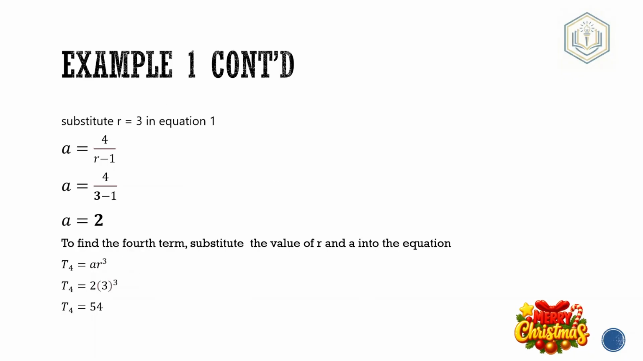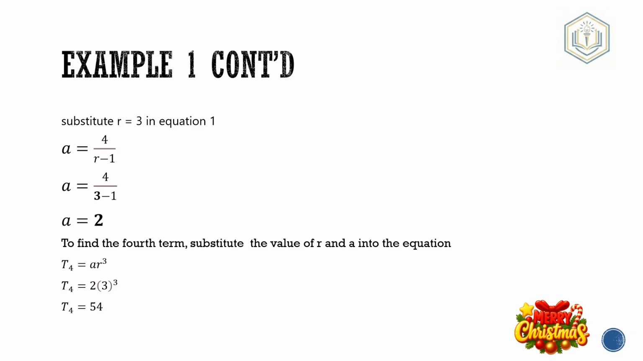Substitute your r equals 3 in any of the equations, but I choose equation 1. So you will notice that in equation 1 we have a, open bracket, r minus 1, close bracket, equals 4. So if I choose to move my r minus 1 to the right hand side, that means I will divide both sides by r minus 1. So what I will have will be my a equals 4 divided by r minus 1. Now our r is 3. So you have your a equals 4 divided by 3 minus 1. So your a equals what? 2, because 4 divided by 2 will give you 2.